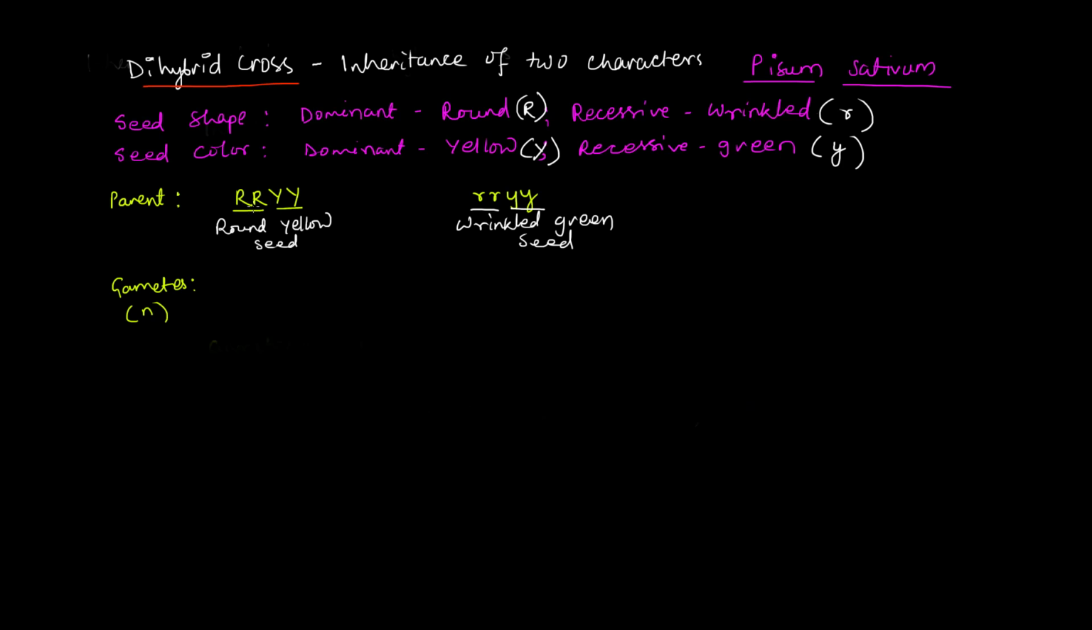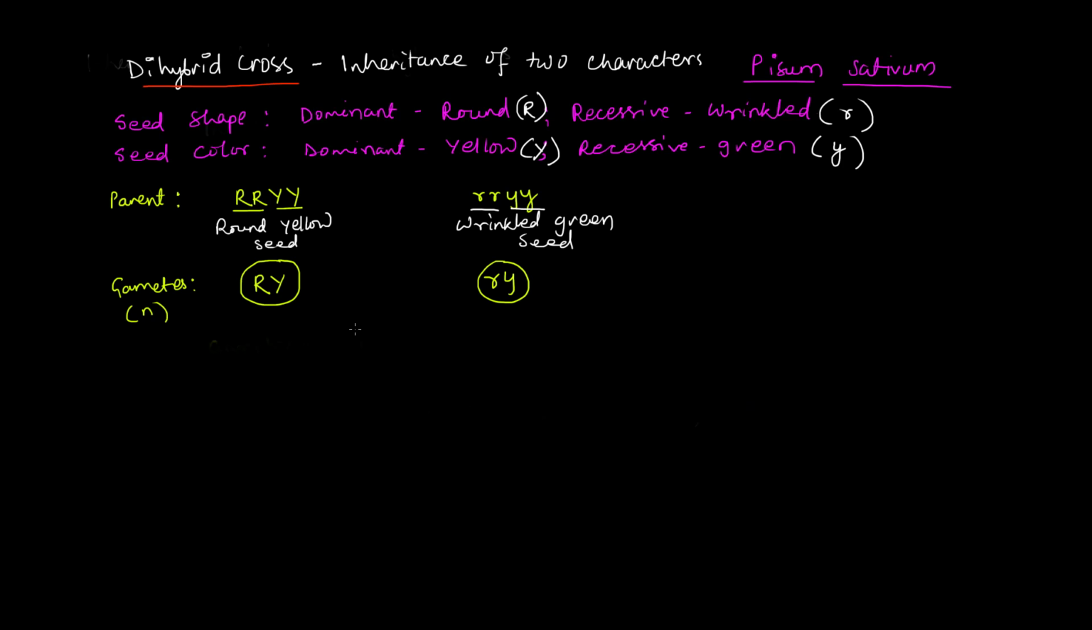Now out of these two alleles we are going to get only one allele. So from this R and R, because they are the same thing, we are going to get capital R, and here we are going to have capital Y, again only one. So this is only one type of gamete that we are going to obtain from this parent plant with round and yellow seed. On the other hand, for the wrinkled and green seed plant, we are again going to get only one type of gamete, that is small r, small y.